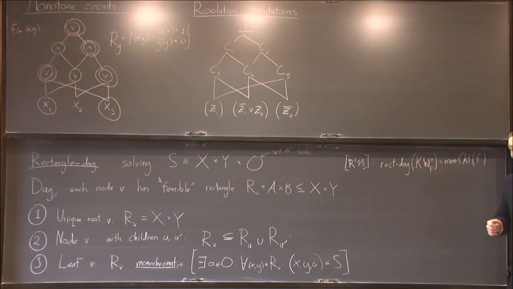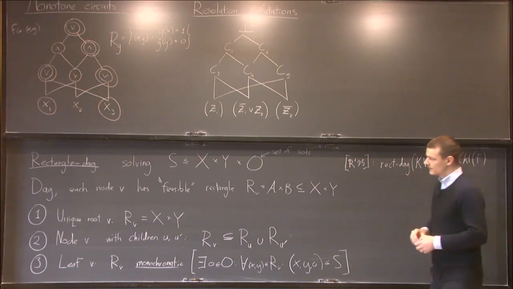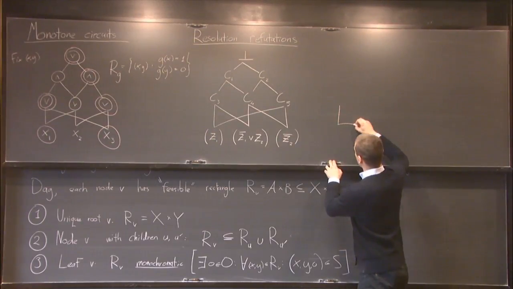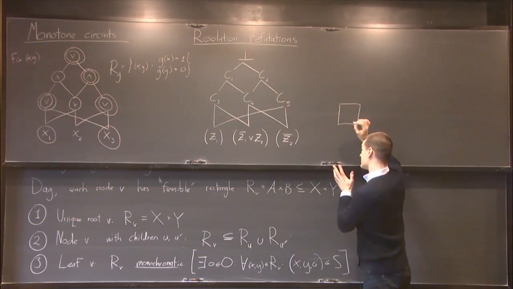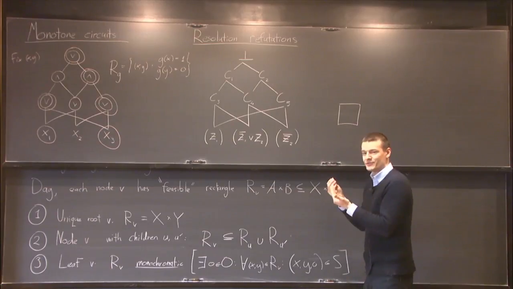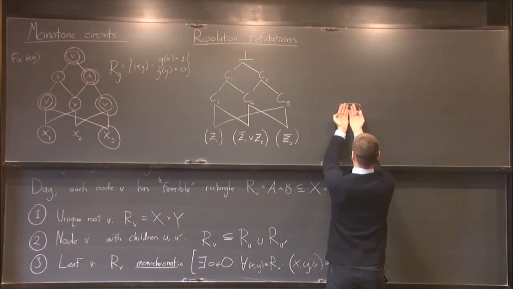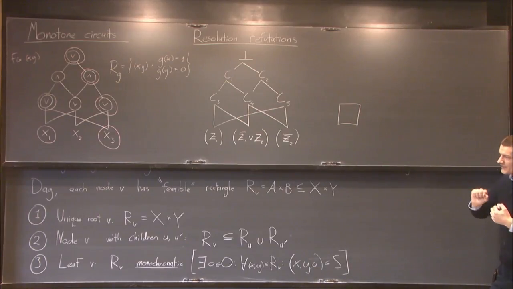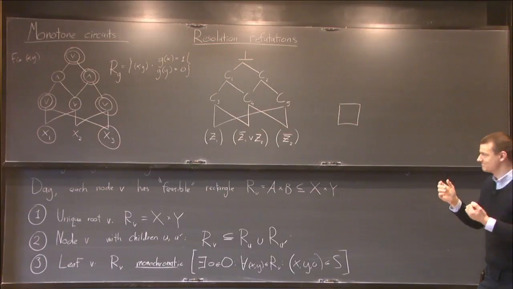Let me just say that for this second condition, if I'm looking at a feasible rectangle and I know that its children are covering it, there are two ways to cover a rectangle, like side by side or top to bottom. And depending on which of those happens in a rectangle DAG, that determines whether it's an AND or an OR gate.